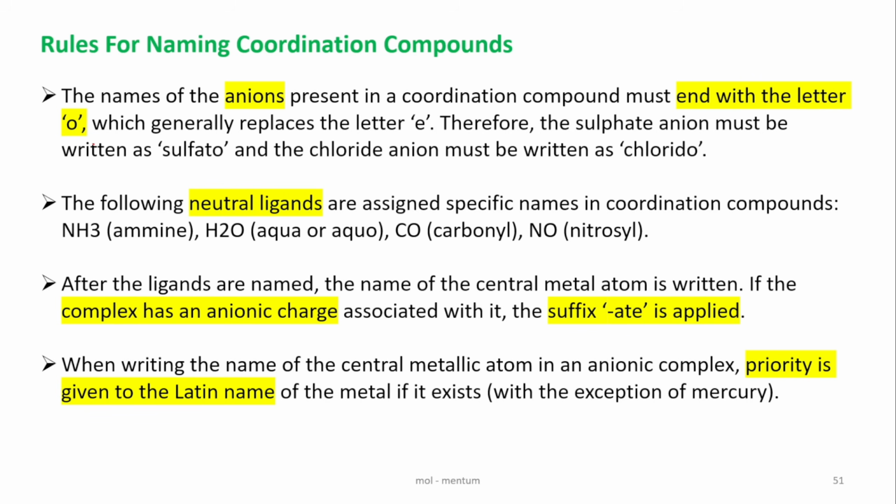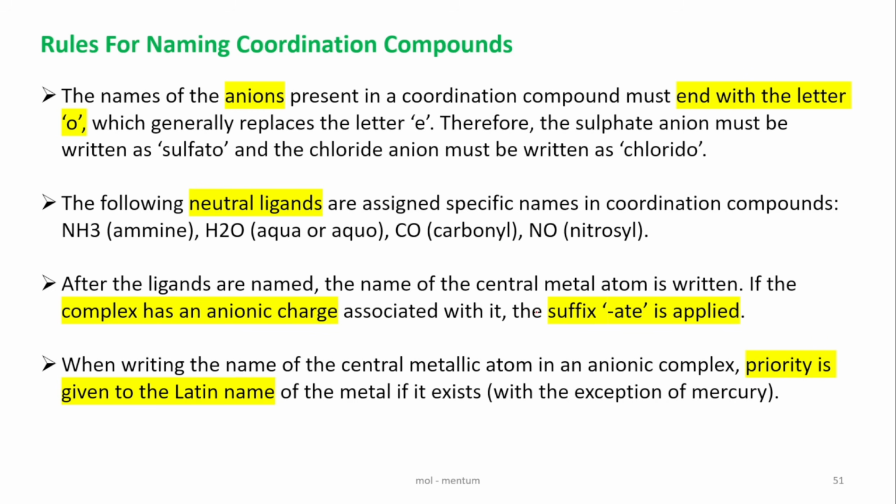Now, when we are writing the names of anions, the names end with the letter O, like chlorido, sulfato, cyanido. Cyano is also written, cyanido, both of them are correct. So you can either write cyanido, chlorido, bromido. Now when the ligand is neutral, the name is written as such, no specific name. For NH3 we write amine, for water we write aqua or aquo. Both of them are correct, but I would go with aqua. CO is written as carbonyl, NO is written as nitrosyl.